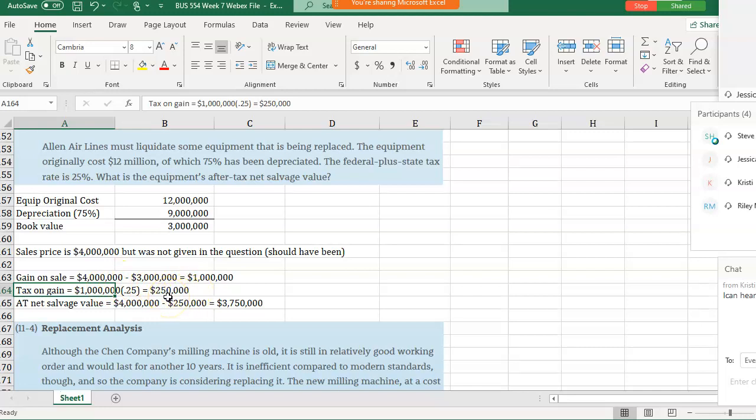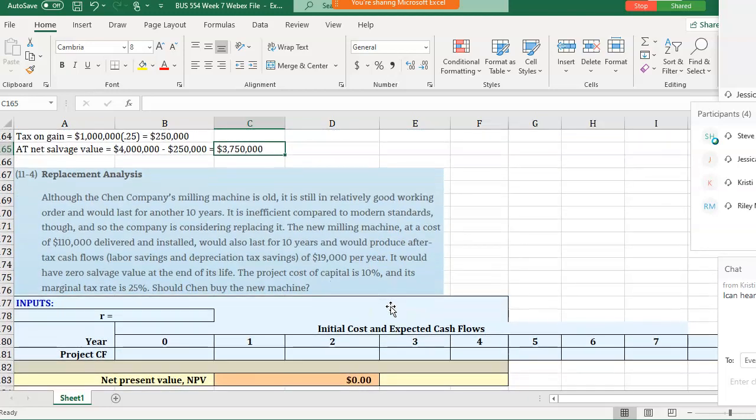So the net cash after the after-tax salvage value is $4 million of cash received minus the tax of $250. So the net cash is $3,750,000. So I receive cash of $4 million, but $1 million of that is capital gain. The tax on the capital gain is $250. So I do receive cash of $4 million, but I pay a tax of $250, so my net cash is $3,750,000. You will for sure have questions about that in your homework.